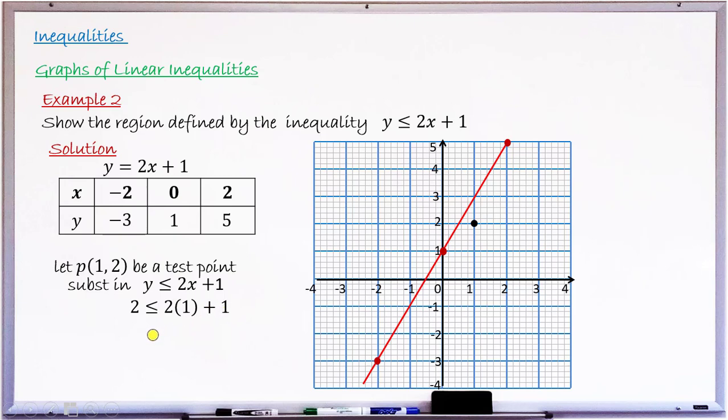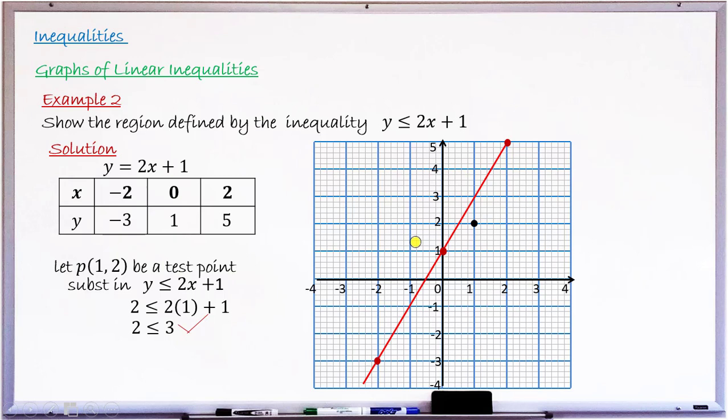Let me just continue. So I'm going to have 2 less than or equals to 3. Look at it. 2 times 1 is 2, plus 1 gives you 3. So this gives a correct inequality, or a true inequality, which means this part is the part that gives the solution, whereas the other part doesn't.